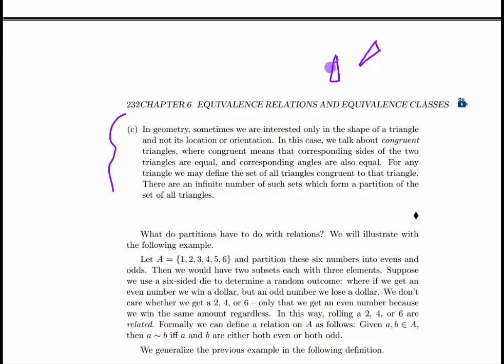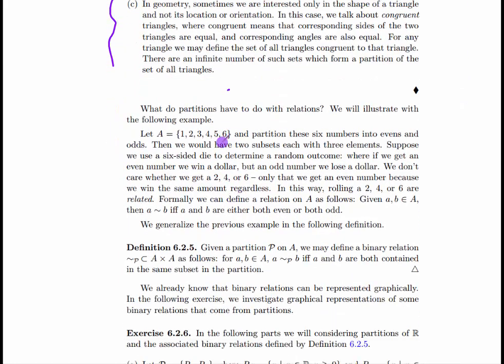Now, these are different triangles because they're different sets in the plane, but I can say that they have something in common. So if I think of all possible triangles, I can group all possible triangles up into subclasses of triangles that are congruent. So a partition is a grouping, and each group is a subset of the set being grouped. Now, I've been talking previously about relations. What do partitions have to do with relations?